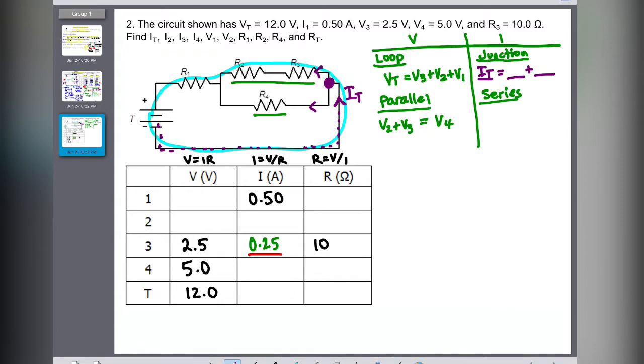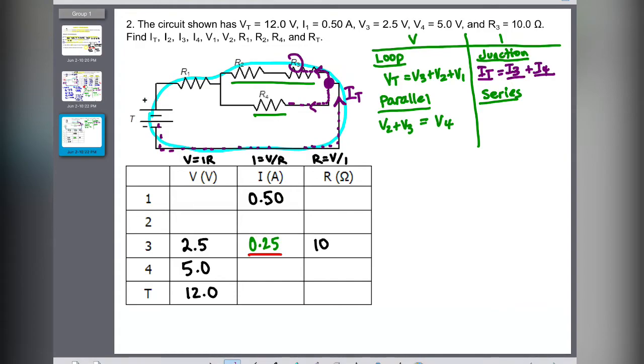So IT is the current that's coming in. And then I got split, okay? The first one, what's the first thing that I touch? The third, so I3. Bottom one, the first thing I hit is I4.